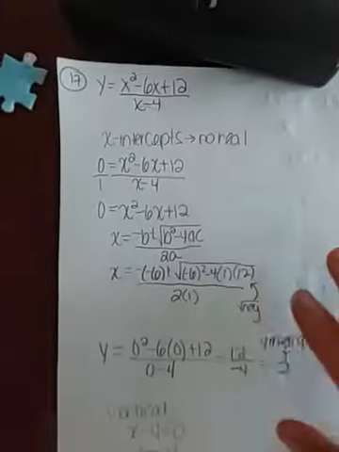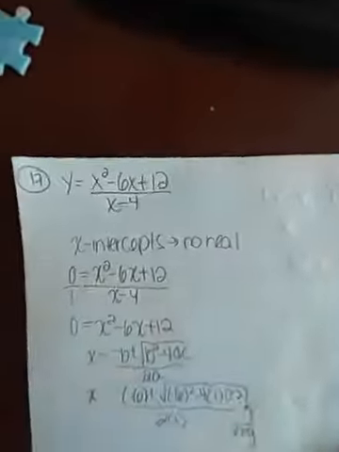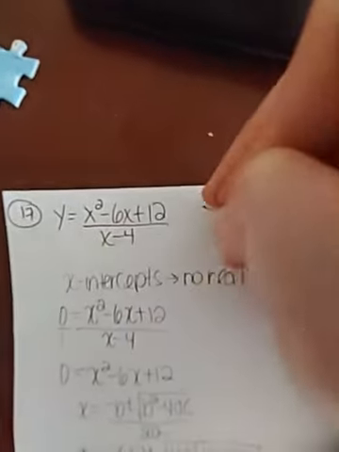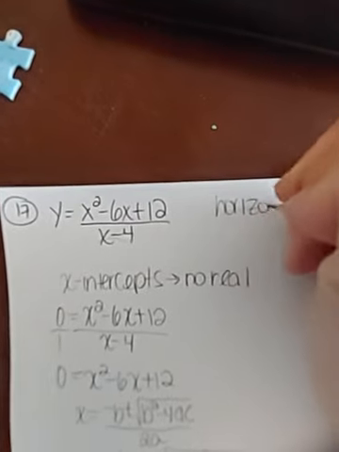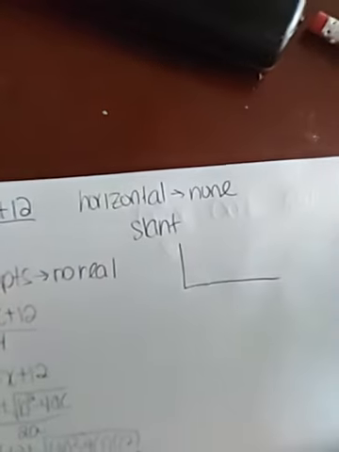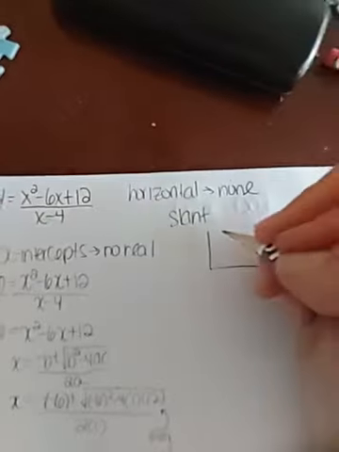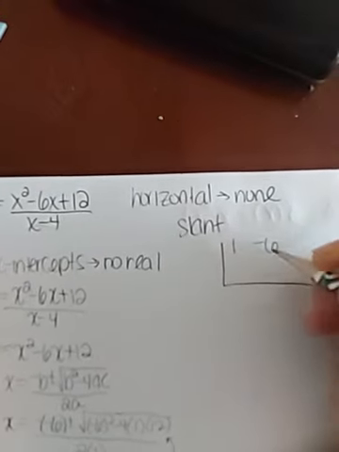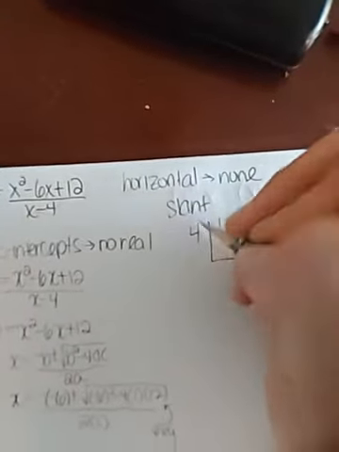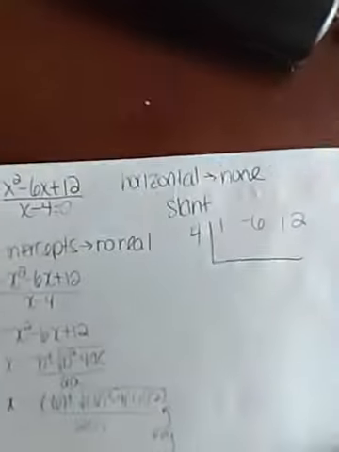All right, now I'm going to look for my horizontal. The top degree is 1 bigger than the bottom, so that means that there are no horizontal asymptotes, but there is a slant. Slant we find by using synthetic division. So 1, negative 6, 12, and then 4 on the outside because it's not the factor, it's the 0.